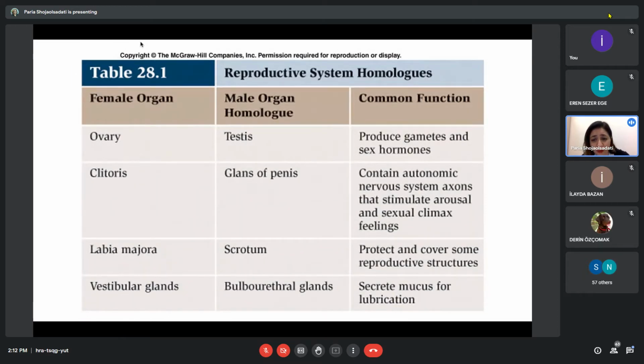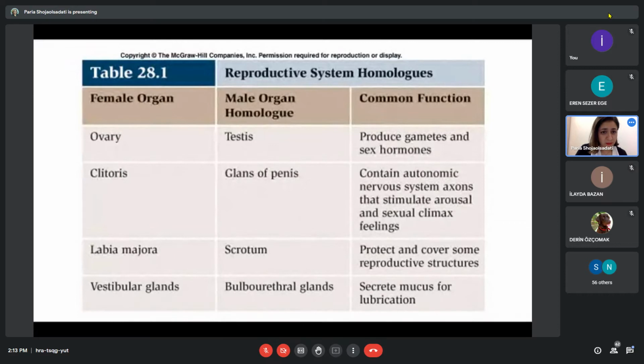The clitoris and glans of the penis contain autonomic nervous system axons and stimulate individuals, creating sexual feelings during intercourse. The labia majora and scrotum protect and cover some reproductive structures. The vestibular gland and bulbourethral gland are homologous organs at the same time. Both of them secrete mucus for lubrication.